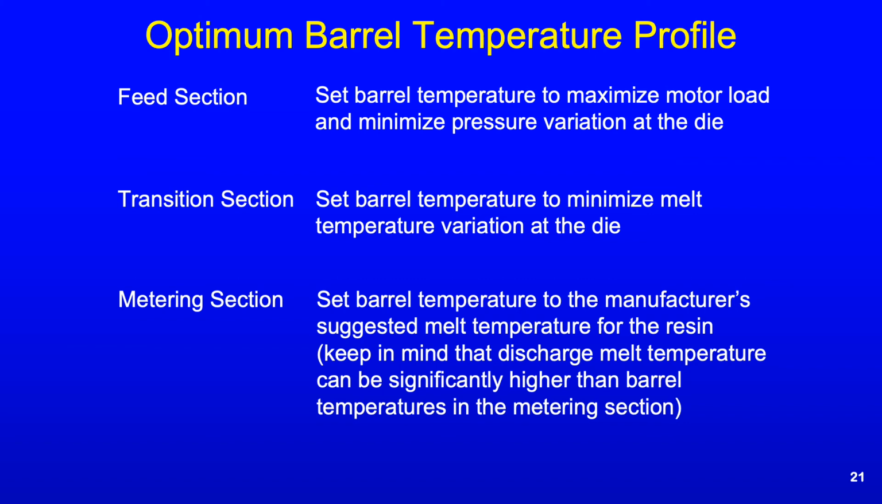In the transition zone, that's where we set the barrel temperatures to minimize melt temperature variation at the die. And that's where your skill comes in. You have to understand what the extruder is telling you and how to deal with it. In the metering section, we normally set the barrel temperature close to the manufacturer's suggested melt temperature for that resin. If you have a formulation with more than one material, do a weighted average of the different materials. That'll give you an idea of where to start.